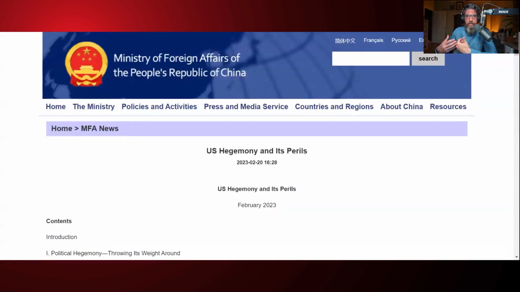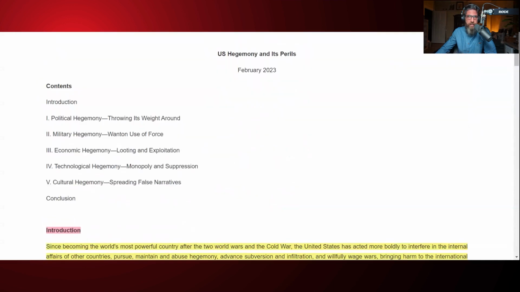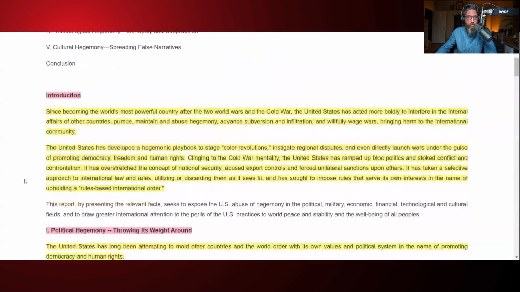And I believe that what they say about America's intention to become a hegemonic power after the fall of the Soviet Union, and to stay in this hegemonic status, is quite accurate. So as you can see, political hegemony, military hegemony, economic hegemony, technological hegemony, and cultural hegemony. And I will go through these different dimensions, and we will see together that what is mentioned here is quite accurate.